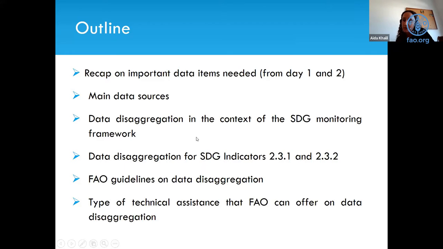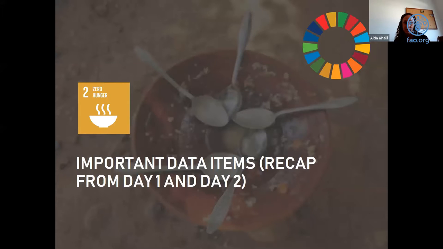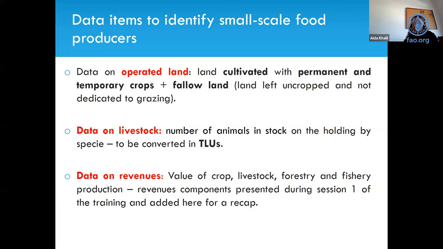In doing so, I will briefly present some guidelines that the Office of the Chief Statistician of FAO has produced to support countries to produce disaggregated data. And I will also give an overview of the type of technical assistance that we could offer if you are interested, for example, to produce disaggregated data of indicators 2.3.1 and 2.3.2, but also on other FAO-relevant SDG indicators.